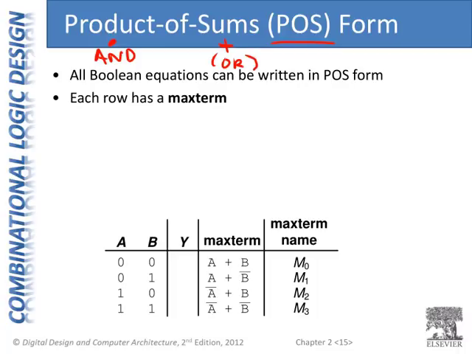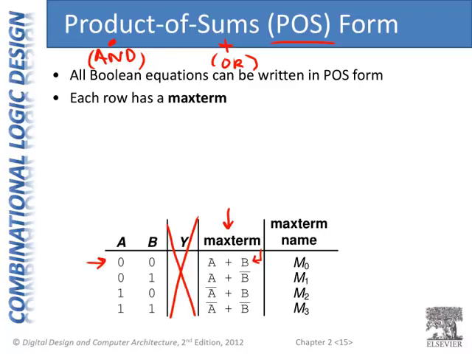So an AND of OR terms. Product of sums, POS. So in this form of the equation, we consider the max term for each row. Again, we ignore the exact function that we want to perform to start with. We just look at the max term associated with each row. For the 0, 0 row, for example, the max term is A or B.